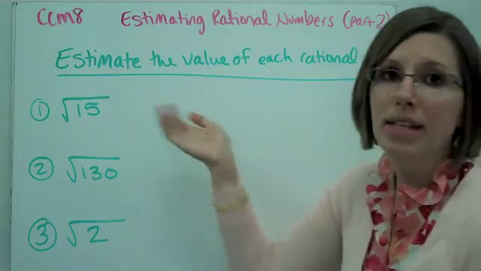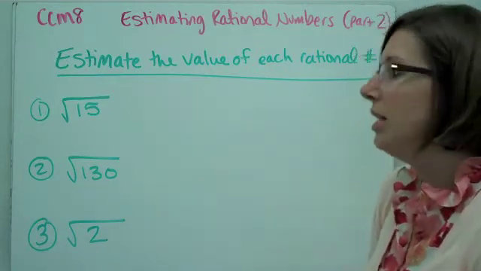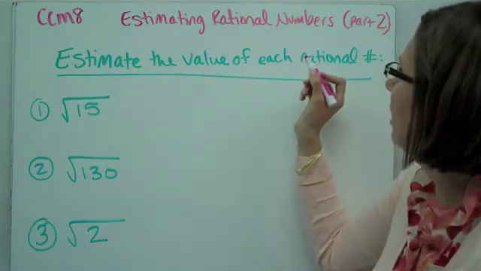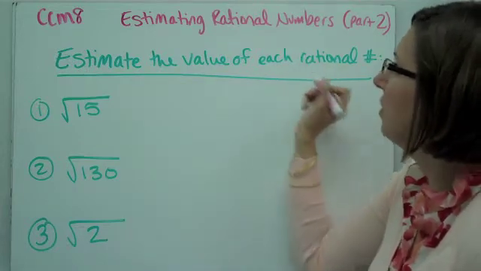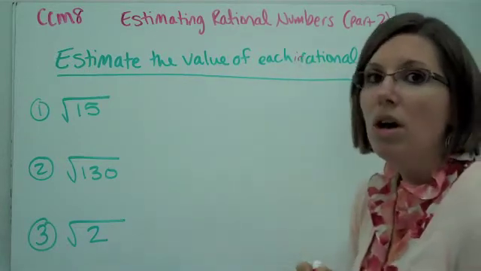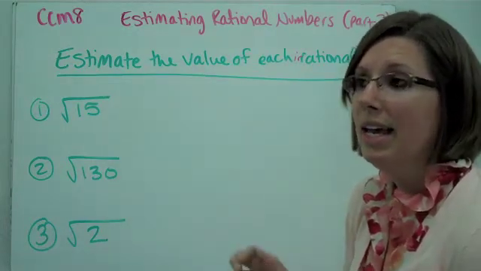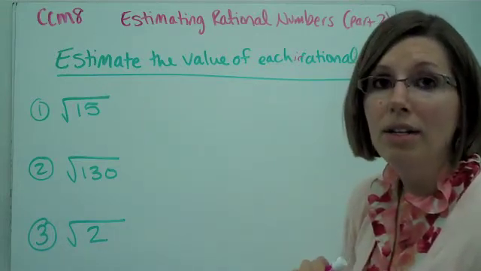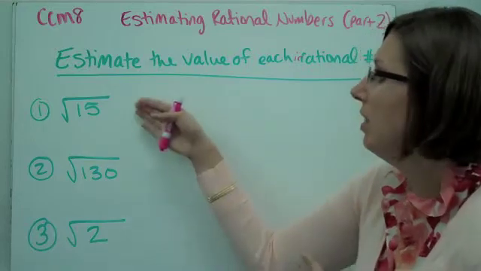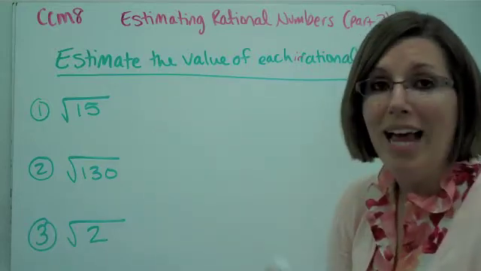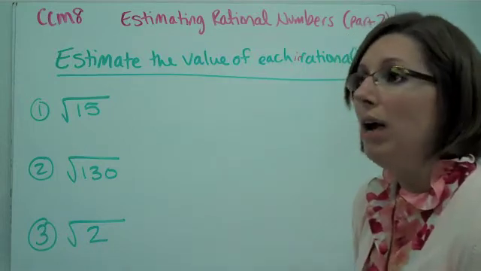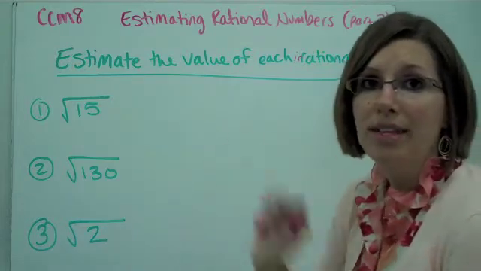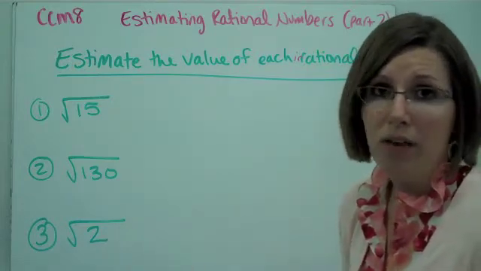Welcome back to CCM8 Estimating Square Roots. Today we're talking about estimating the value of each irrational number. So this number is an irrational number because it is not a perfect square. Therefore, if I found the exact answer, it would be a non-terminating, non-repeating decimal. So these values are irrational numbers. I'm going to estimate its value in rational form. So I'm going to see what number this value comes closest to. And I'm not going to use a calculator to do this.